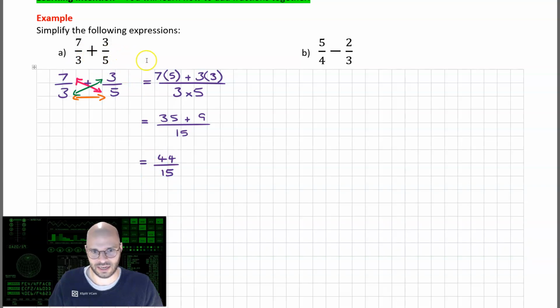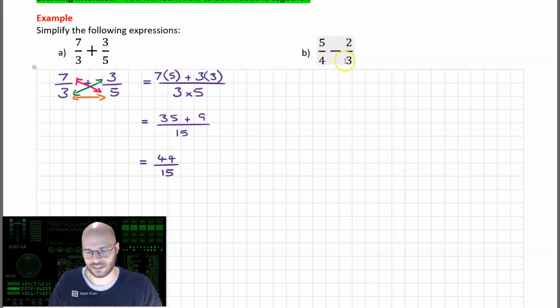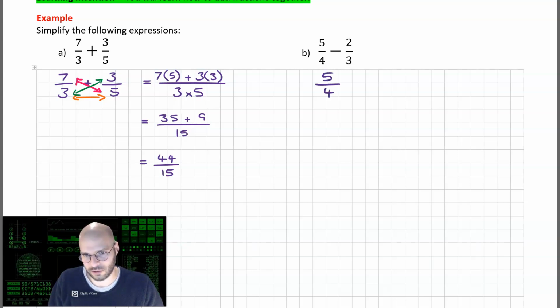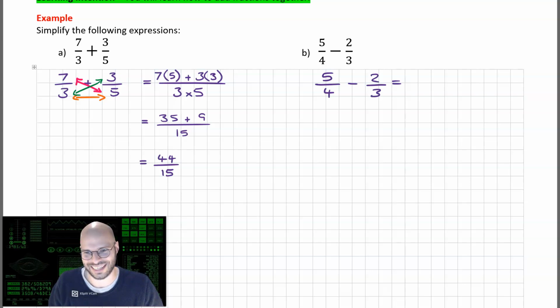Now let's have a look at one degree of difficulty higher. We have 5 over 4 take 2 over 3. Notice we're not adding anymore, or at least at first glance we're not. But let's make it such that we are. We start off by writing the fraction 5 over 4 take 2 over 3. And next we're going to turn this into a problem of addition.